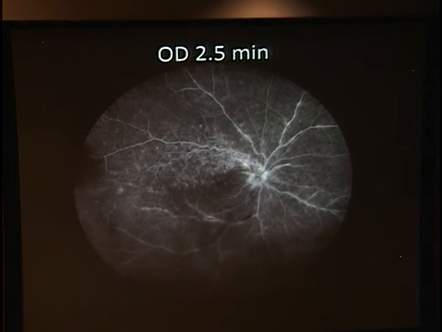So just to sort of review, with our patient, we saw the vascular leakage and the disc leakage as well. You see it in the other eye as well. You can sort of see this traveling into the macula and creating a little bit of petaloid leakage as well in the right eye where we saw the macular edema on the OCT.